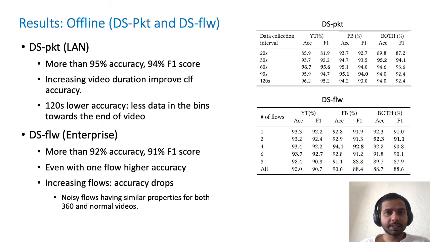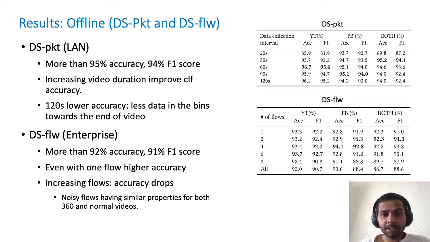Now let's discuss the results of 360NorVic in detail. I'll start from the offline classification for the DS packet and DS flow. For the DS packet at local area network, we could achieve more than 95% accuracy and more than 94% F1 score in the classification for three main traffic types: YouTube, Facebook, and both.